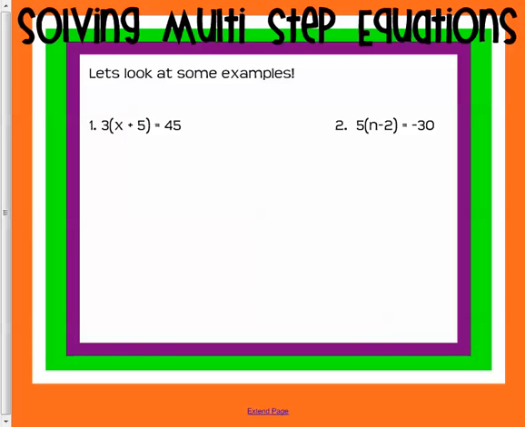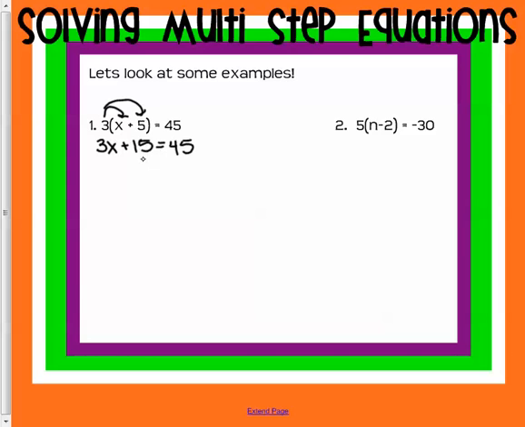Hey guys, today we're talking about solving multi-step equations. So let's look at some examples. If we have an equation that has the distributive property in here, we know that we cannot take x plus 5 on its own. So we can distribute the 3 to the x and to the 5. When we do so, we get 3x, and 3 times 5 is 15. And that equals 45. Now we have a two-step equation.